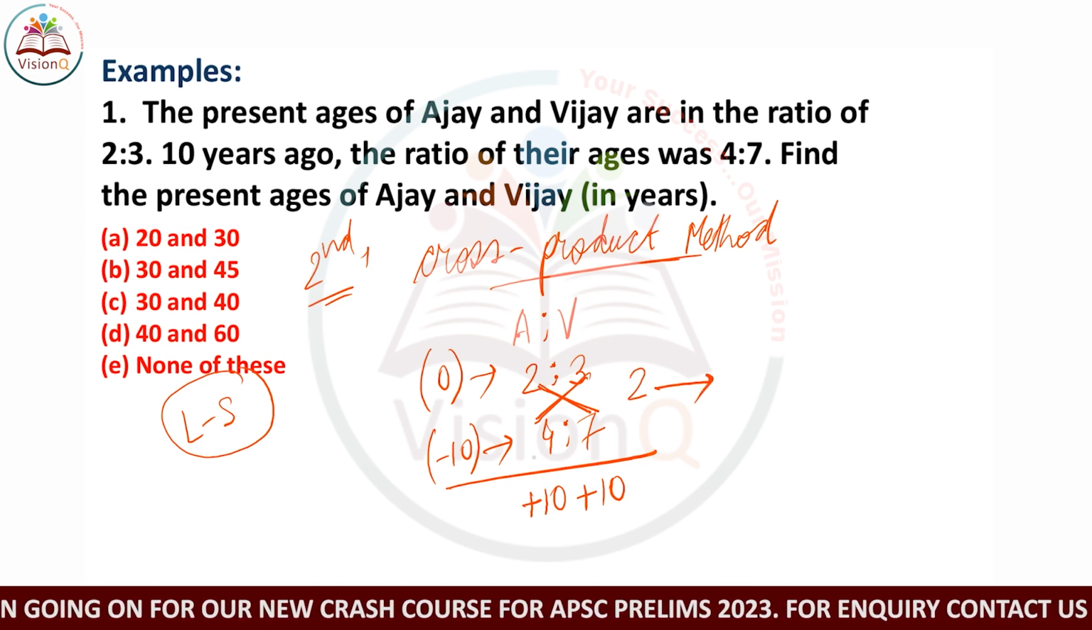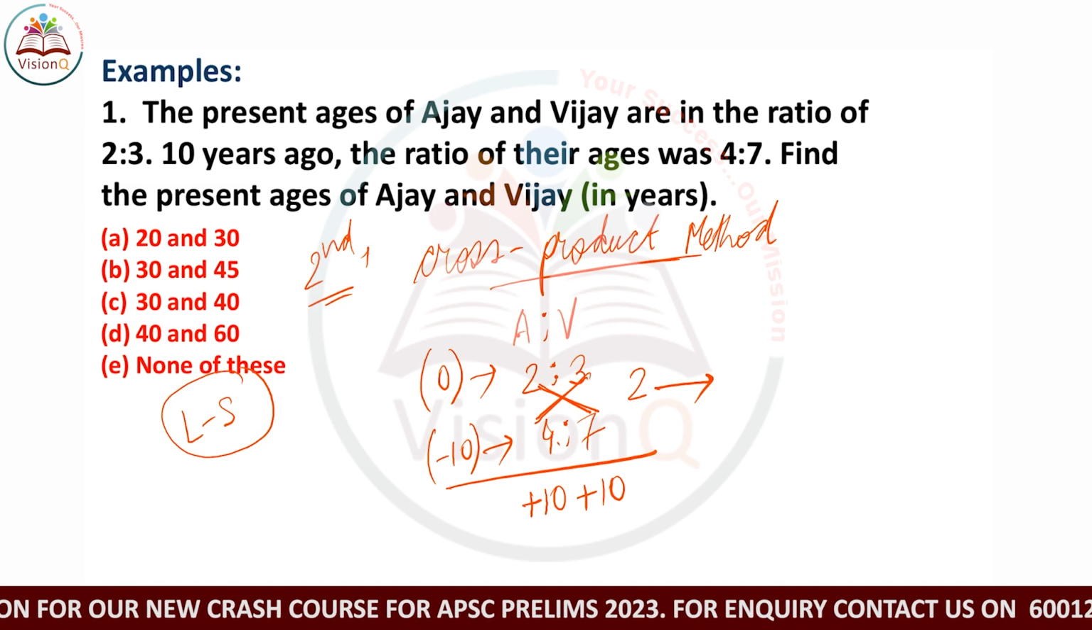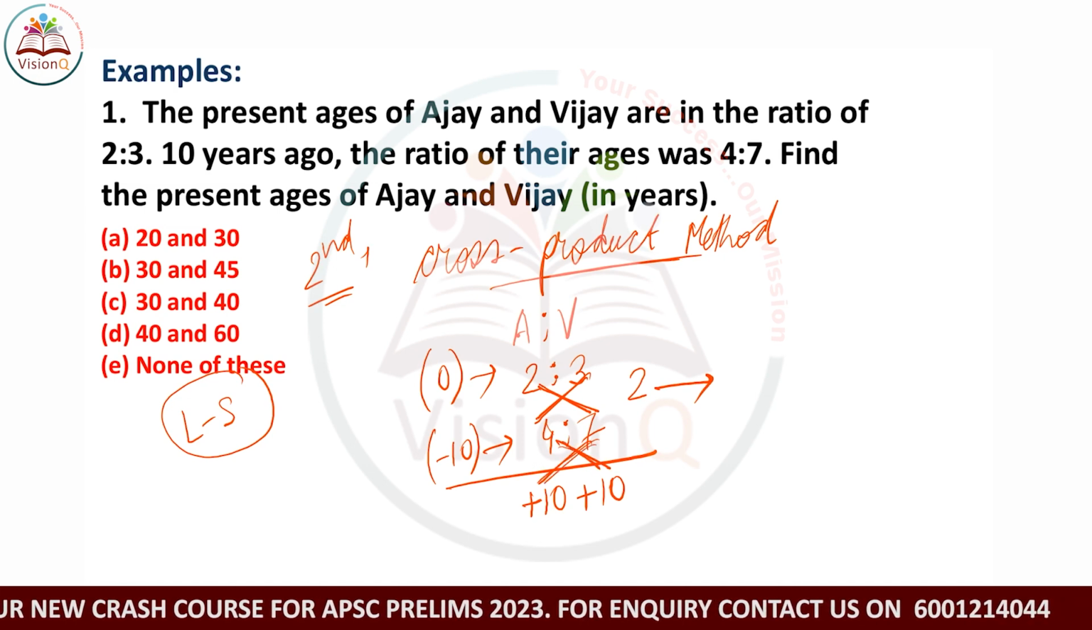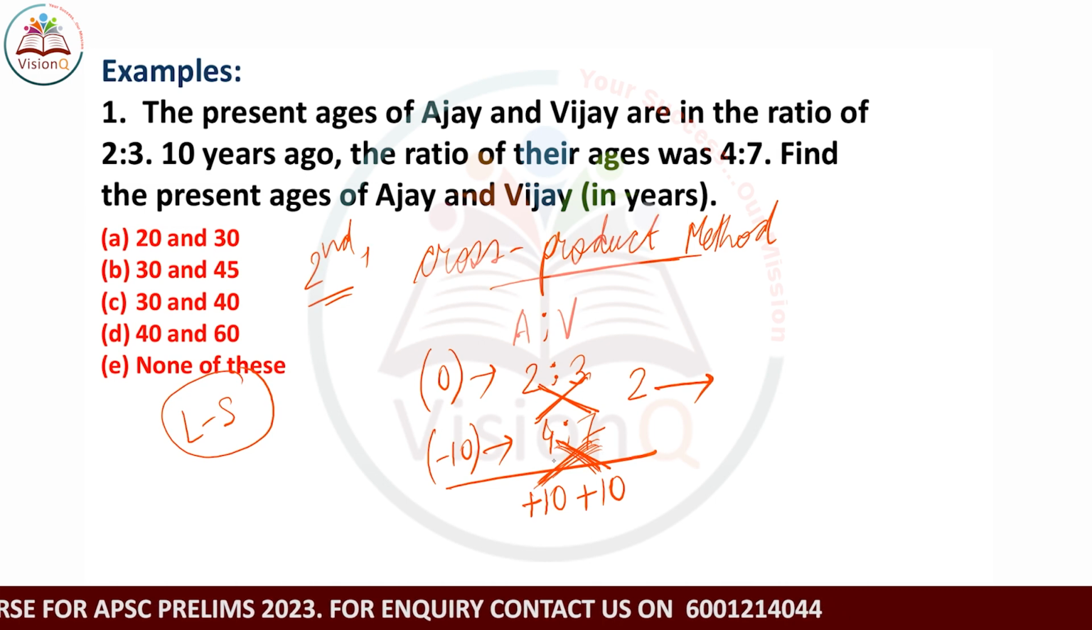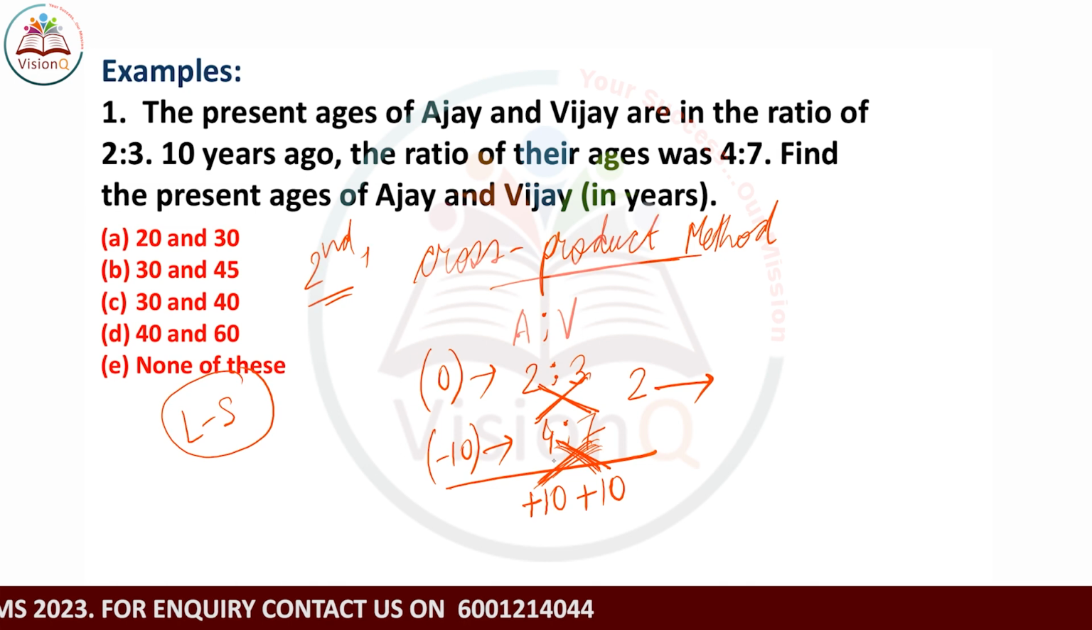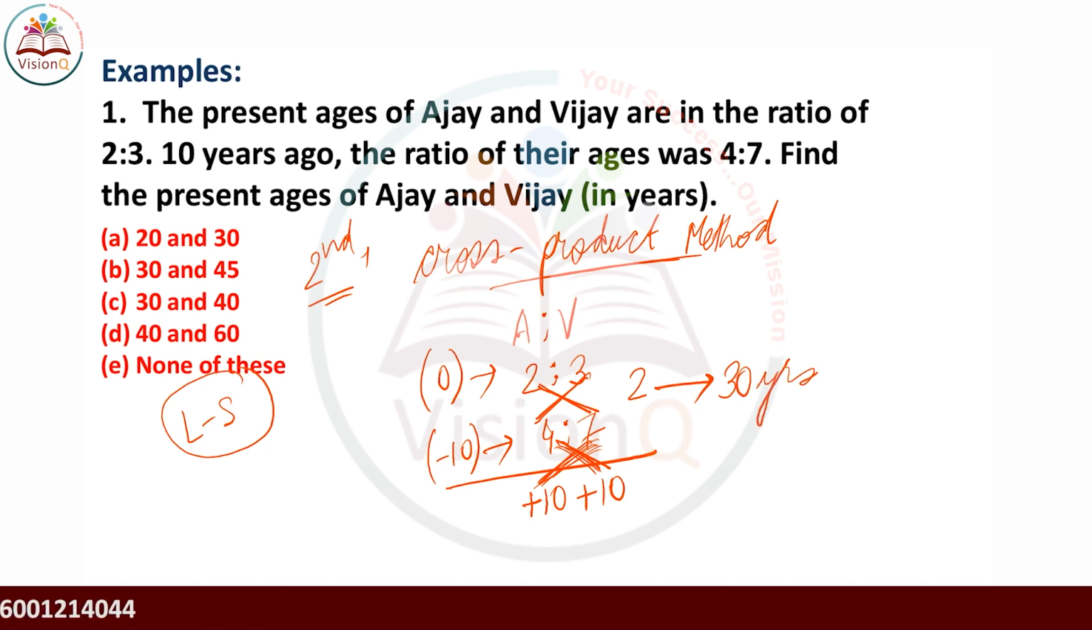Will represent. Now multiply the below part, this and this. Now multiply these two numbers. So 4 tens are 40, 7 tens are 70. Then again subtract. What? Larger minus smaller. So 70 is larger than 40. So 70 minus 40 is 30 years. So 2 represents 30 years. If 2 represents 30 years, then 1 represents 15 years. Okay, 1 represents 15 years.